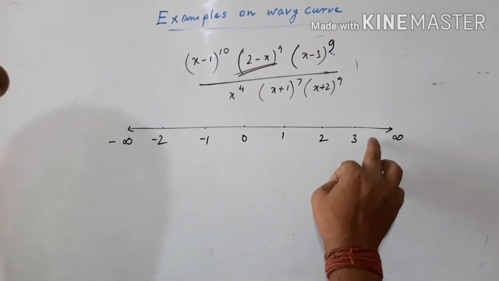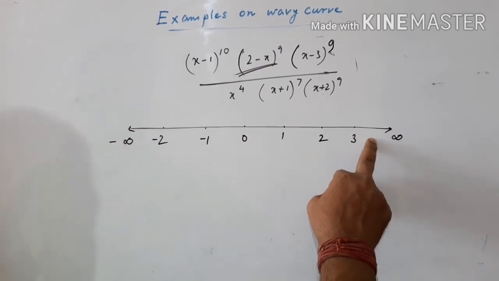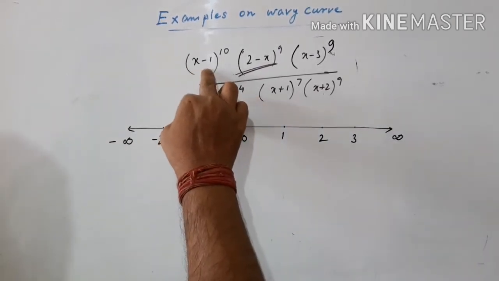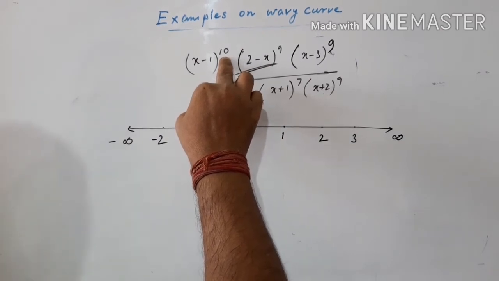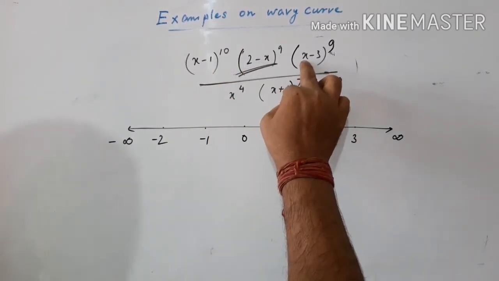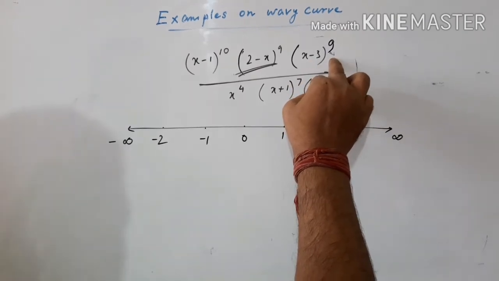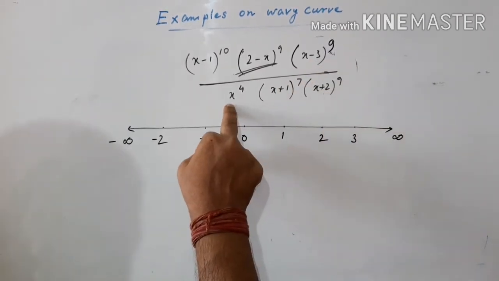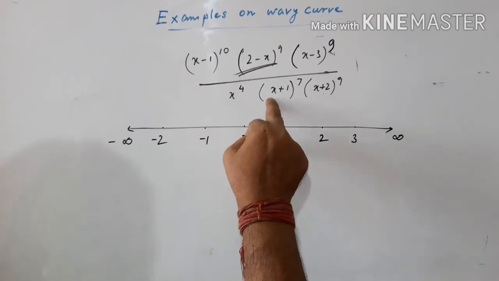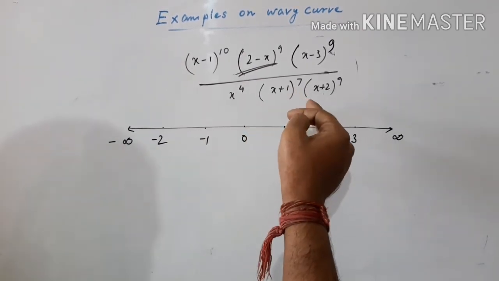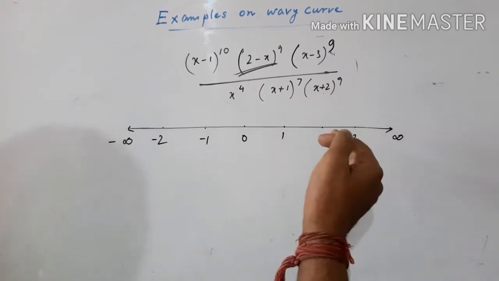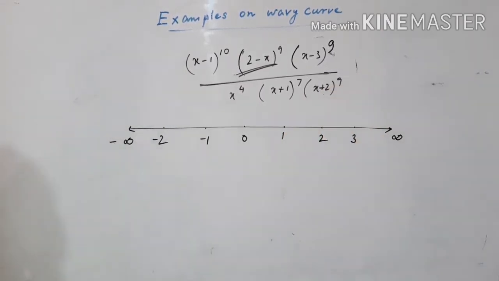Now see that if we take any value at the right of 3, that is greater than 3, minus 1 is positive. So whatever may be the value, it's always positive. Similarly, greater than 3, minus 3 is positive. Greater than 3 to the power 4, it is positive. Greater than 3 plus 1, that is greater than 4 to the power 7, positive. And greater than 3 plus 2, greater than 5 to the power 9, it's positive. So see that all the factors are positive except 2 minus x.